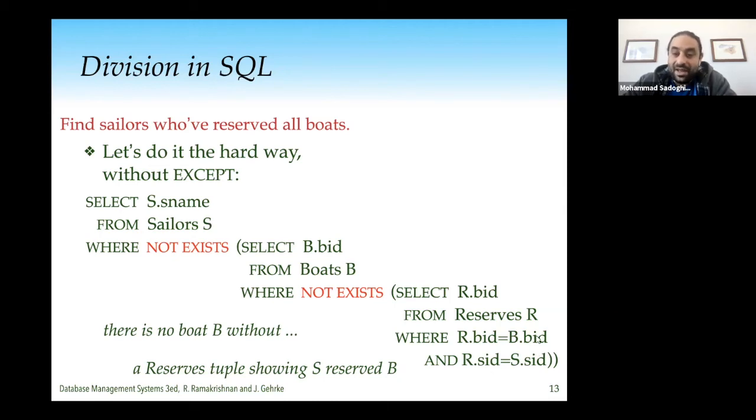One more time. For every sailor, I take one sailor at a time. Let's say I have only one sailor. I go over every boat in my boat table, and for every boat, I ask whether there is a reservation for this boat by my sailor. If the answer is yes, then the not exist clause will not be satisfied and that boat will not be selected. So if for every single boat there is a reservation, no boat will be selected as part of this select clause. That means the not exist condition is true, therefore that sailor has reserved every single boat.